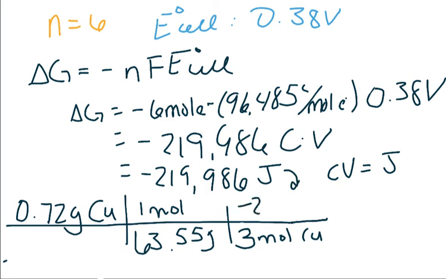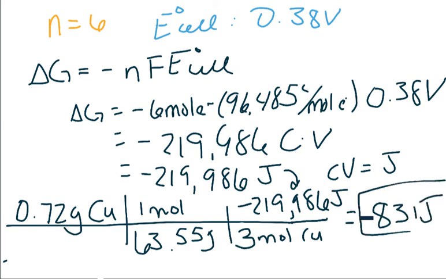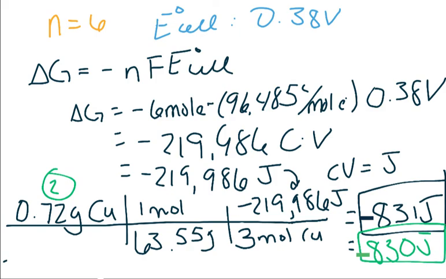So negative 219,986 joules. If we multiply all that out, that means that if you got 0.72 grams of copper, you also got 831 joules of energy. Don't forget to check for sig figs because this only has 2. That means that we can only say we got 830 joules of energy.